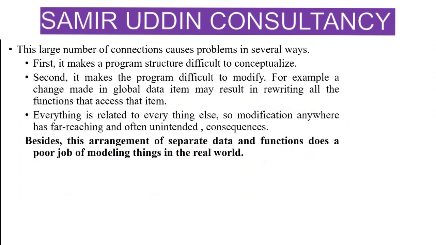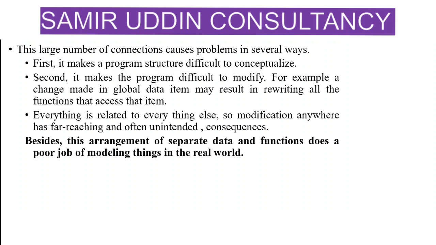These large numbers of connections cause a lot of problems in several ways. Firstly, they make the program structure difficult to conceptualize. Secondly, they make the program difficult to modify. For example, a change made in a global data item may result in rewriting all the functions that access this item. Everything is related to everything else, so modification anywhere has far-reaching and often unintended consequences.